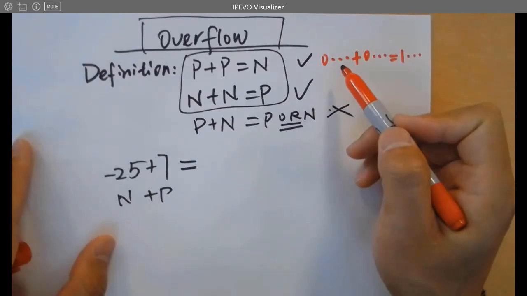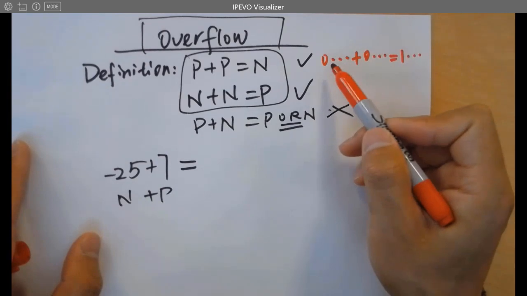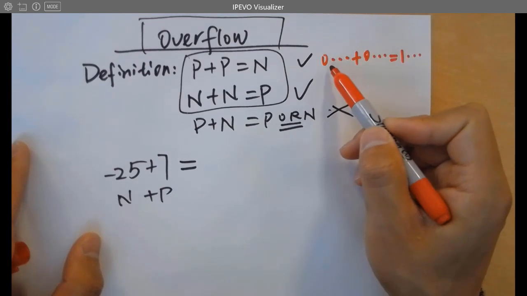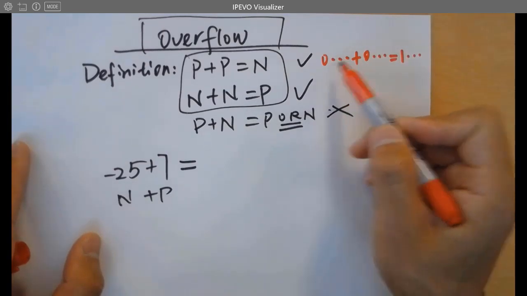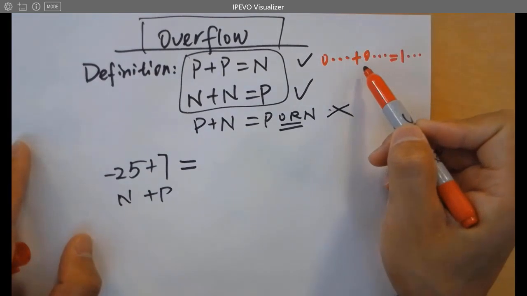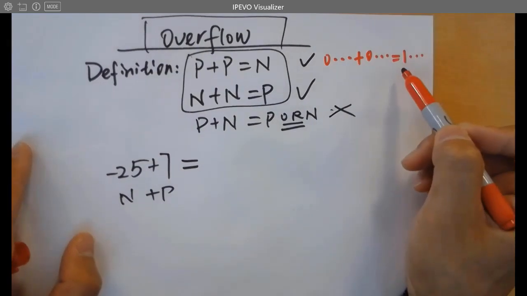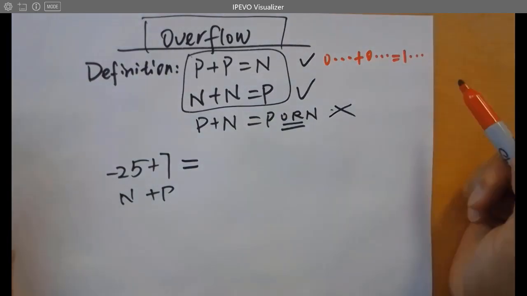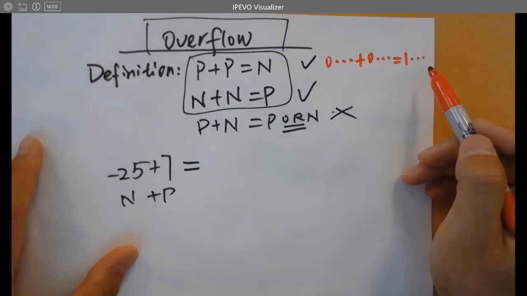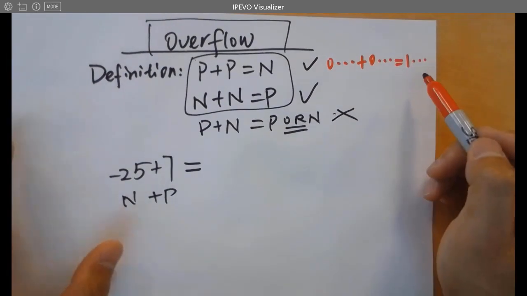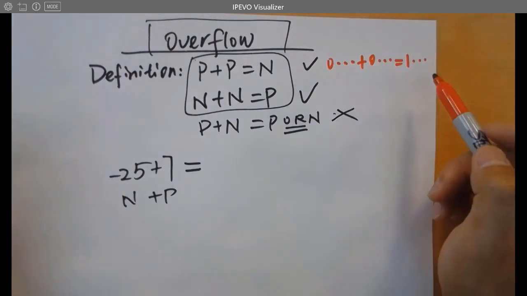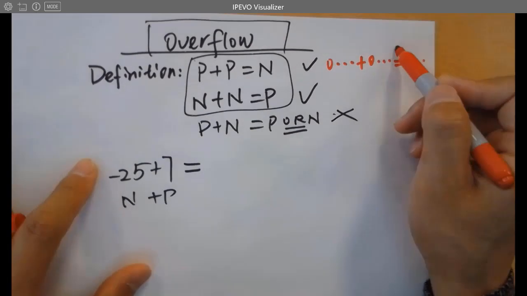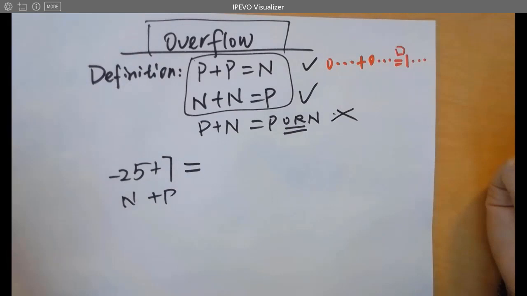Is that possible? I mean, in real life, you have $5, you receive another $5, and the result is negative $10. Sounds really bad. So that's a problem with 2's complement. And it's going to happen sometimes. And why is it going to happen? Yeah, you need 1 more bit in the front, right?